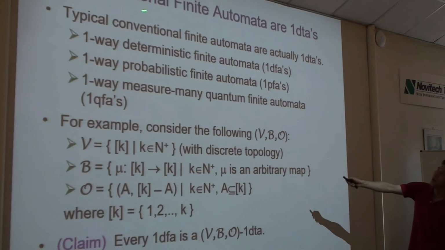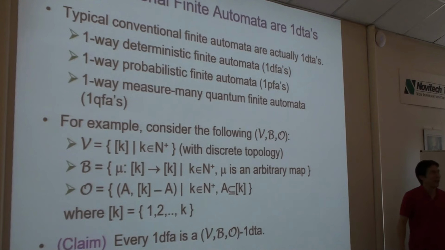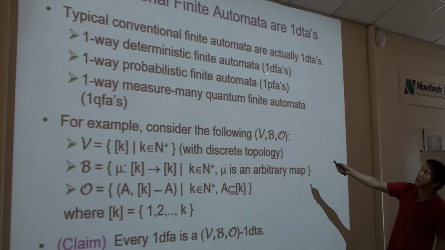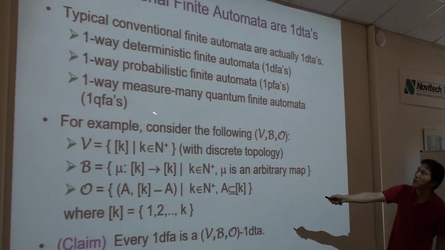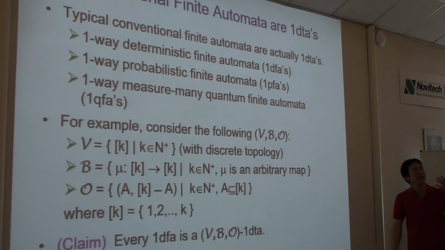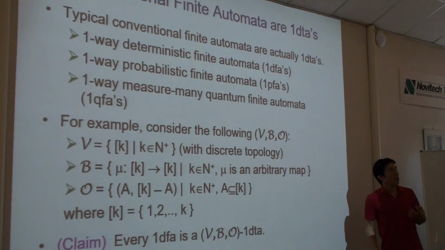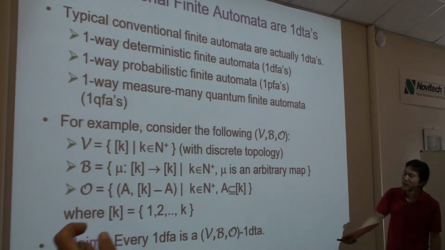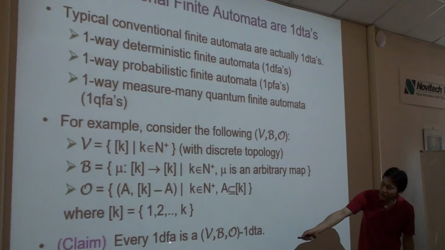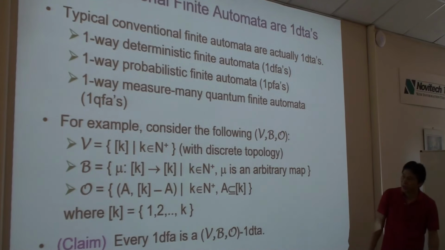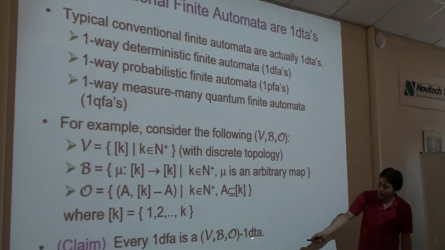Right? So the important fact is that the conventional finite automata, pretty much all of them, are actually one DTA, topological automata. For example, one-way deterministic finite automata, or probabilistic one, or even a quantum one, or even the push-down automata. All the machines are actually described in terms of topological automata. So this is just one example here, right? Every standard deterministic finite automaton is actually a one DTA.